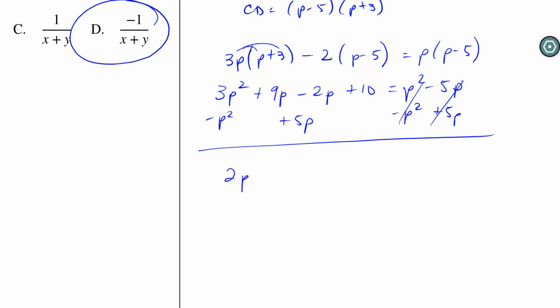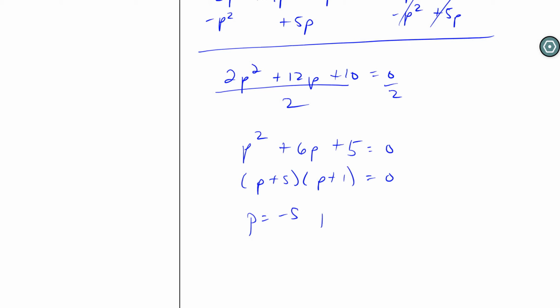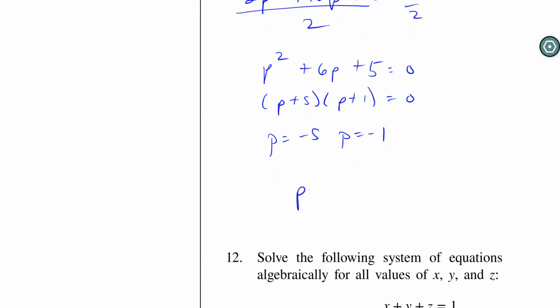So this becomes 2p squared, 9, negative 2, and 5. What does that give me? 12 plus 10. I notice everything there is divisible by 2. So I get p squared plus 6p plus 5 equals 0. So I get p plus 5, p plus 1. So my answers are p equals negative 5 and p equals negative 1. Check to see if either of those make undefined values. They don't. So both of those are, in fact, your solution.